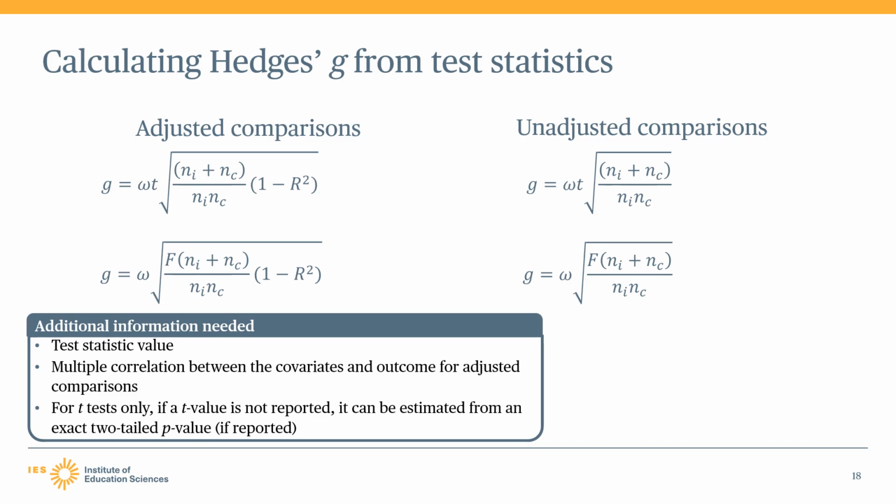To calculate effect sizes from adjusted comparisons, the second piece of information needed is the multiple correlation coefficient between the covariates and outcomes. And finally, for t-tests only, if the study authors do not report the t-statistic value, but instead report an exact two-tailed p-value, then the WWC will convert the p-value to a t-statistic following the guidance in Appendix E of the handbook.